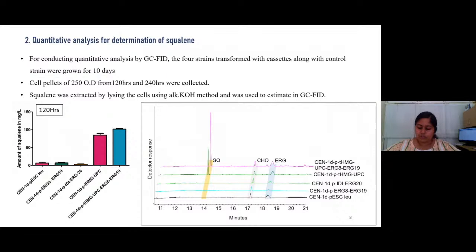Next, we quantify the expression of squalene in the strains transformed with the cassettes. The quantification was done by GC-FID. We created four mutant strains, three with one of the constructed plasmids each, and a fourth, a double mutant with two plasmids, ERG8/ERG19 and THMG/UPC21 cassettes. The control strain was a wild-type strain of SEN1D with an empty plasmid inserted. The strains were grown for 10 days and 250 OD of the cell pellet was taken at 120 and 240 hours. The extraction of squalene was done by the alkaline KOH method.